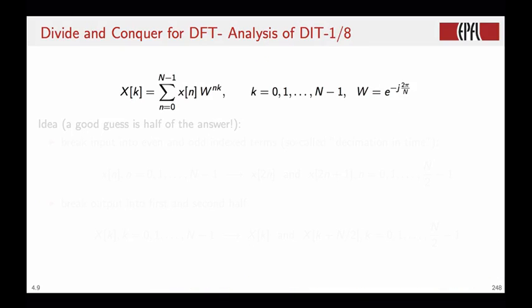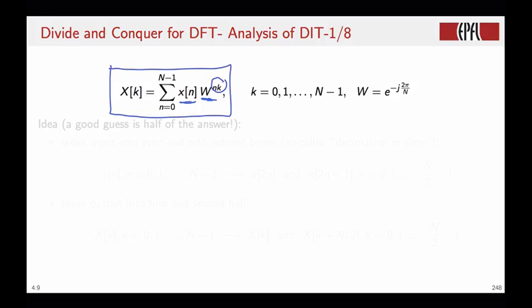After having seen a conceptual picture of the divide and conquer algorithm for the DFT, let's look specifically at an algorithm for the so-called decimation in time DFT. So we start with the usual formula for the DFT. It is this summation over capital N terms of the time domain sequence times the roots of unity raised to the nk power. We have seen this many times now.